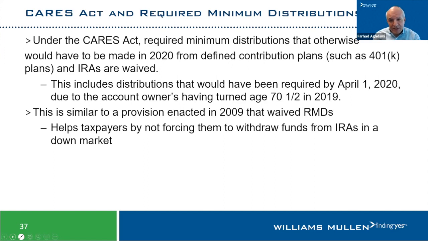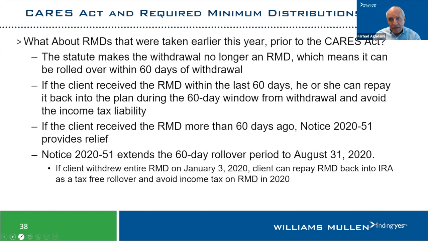Now, the question is, and this is similar to something that they did in 2009, what happens if you pulled money out? Is there a way to put it back in? The service said that because required minimum distributions aren't required in 2020, the withdrawal is a distribution that could be rolled back into the IRA within 60 days.